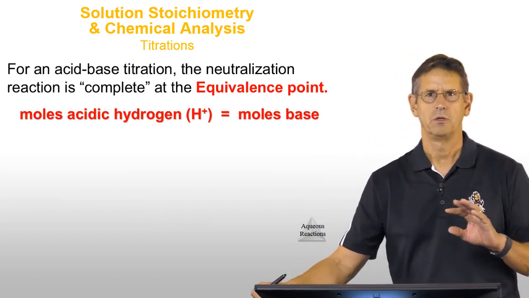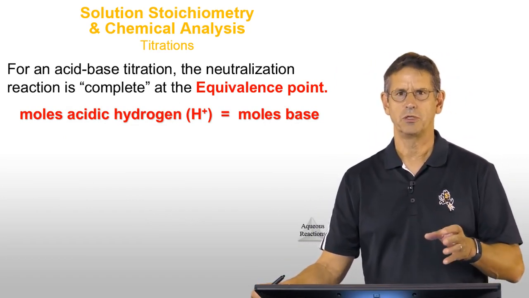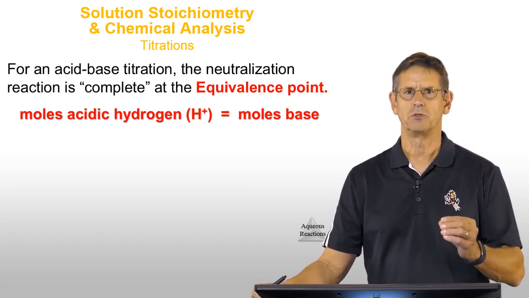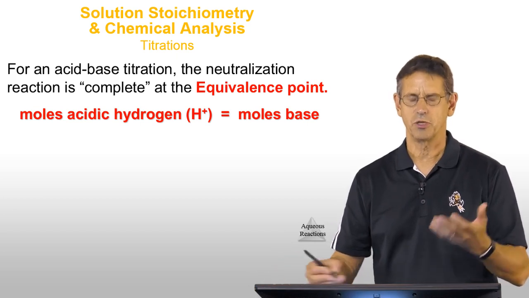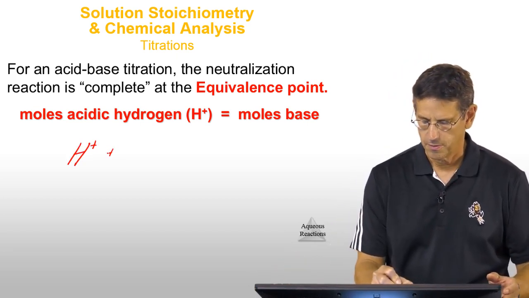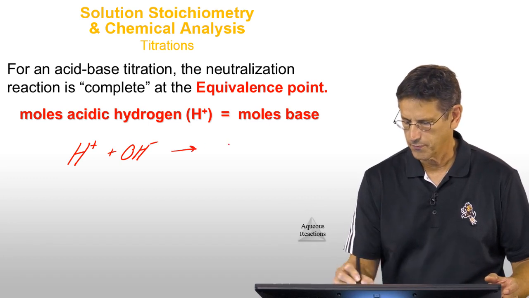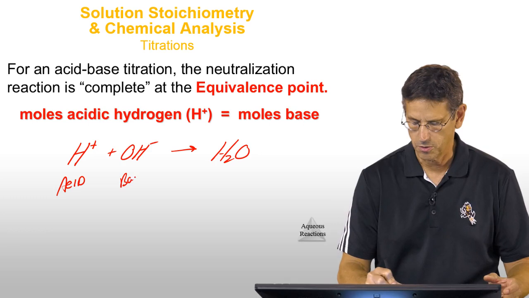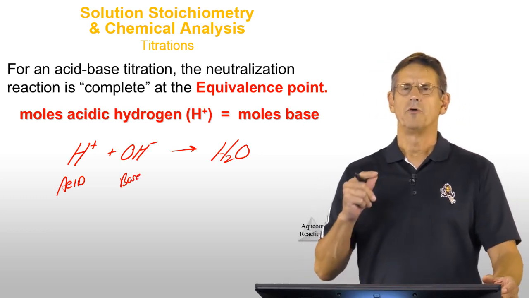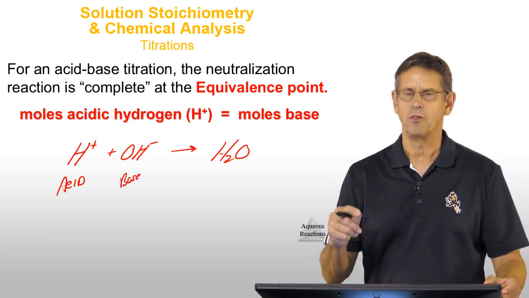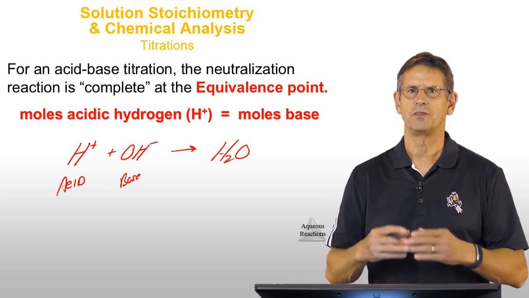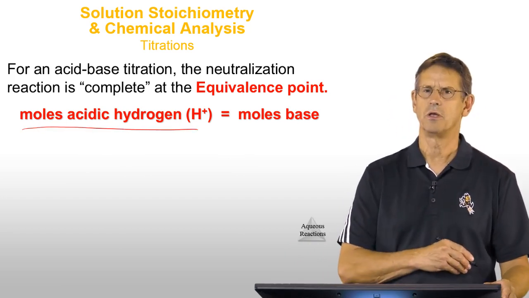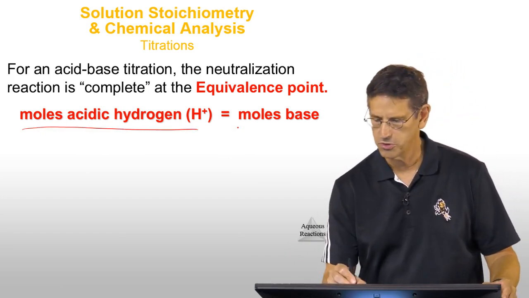But you should remember this from the acid-base discussion in a previous chapter. Remember we talked about acid-base neutralization. So for a strong acid and strong base, remember what that was. The net ionic equation gives us this: acid, base, H2O. For a titration, when the reaction is complete, we say it's at the equivalence point. What do we mean by that? That means the moles of acidic hydrogen are going to be exactly equal to the moles of base.